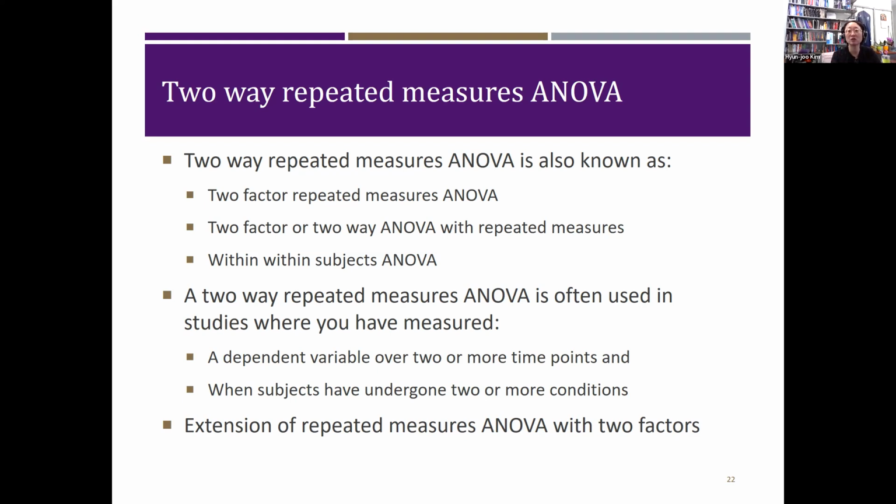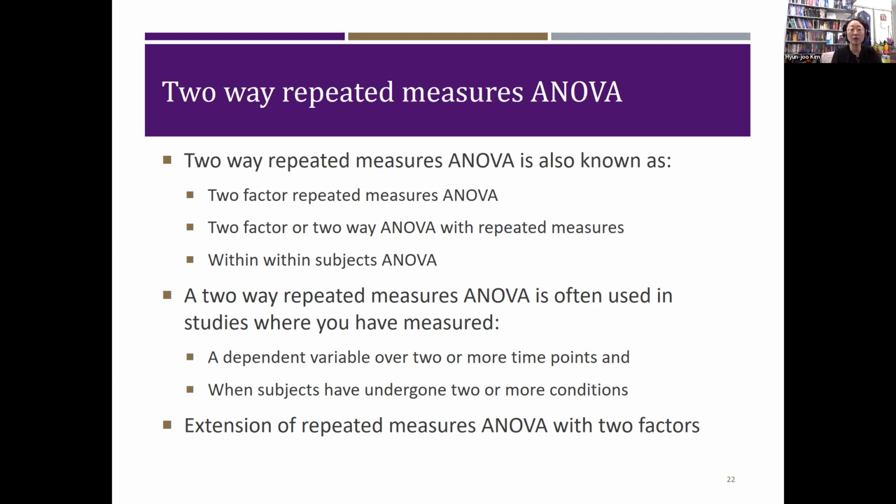Two-way repeated measure ANOVA compares the mean differences among groups with two factors. In other words, we have an additional factor from the repeated measure ANOVA we just finished talking about from the previous lectures. Two-way repeated measure ANOVA is also known as two-factor repeated measure ANOVA, or two-factor or two-way ANOVA with repeated measures, or within subject ANOVA. It has various different names.